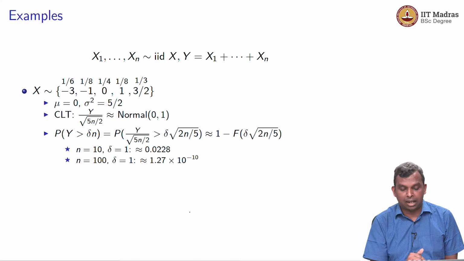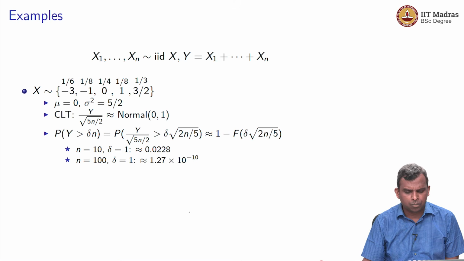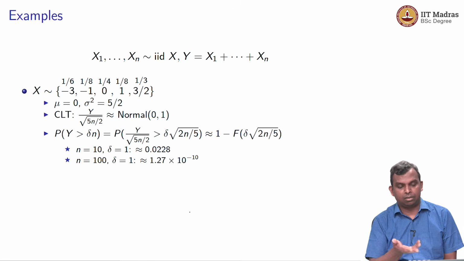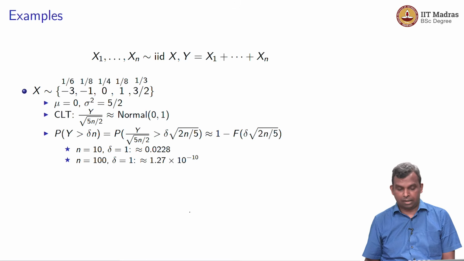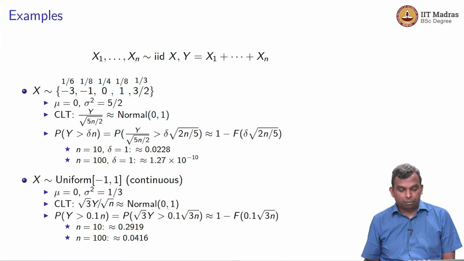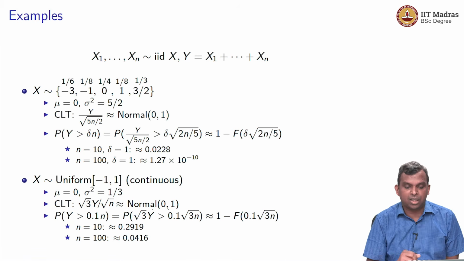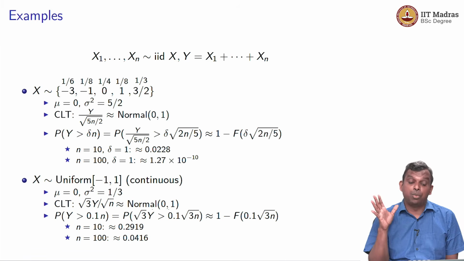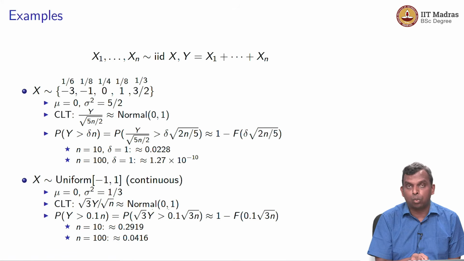Now you can put in calculations. I hope I got this right. Yeah, sure. This should be fine. Okay, so this is the answer. So that's for that distribution. Now let's do a continuous distribution. Here I have uniform minus 1, 1.